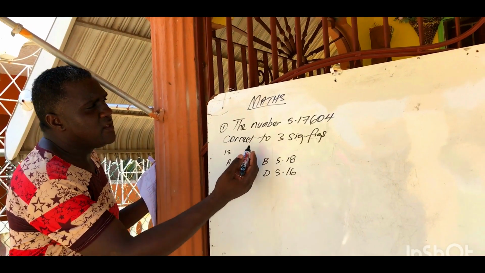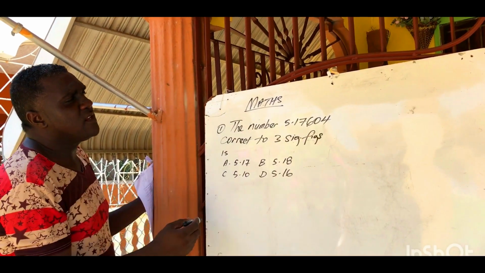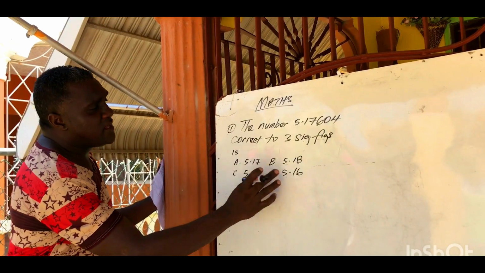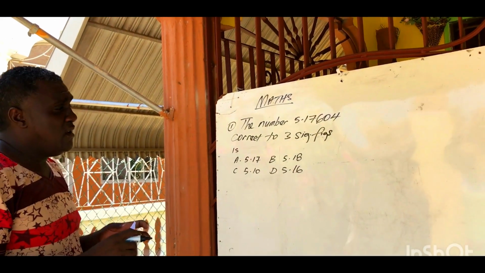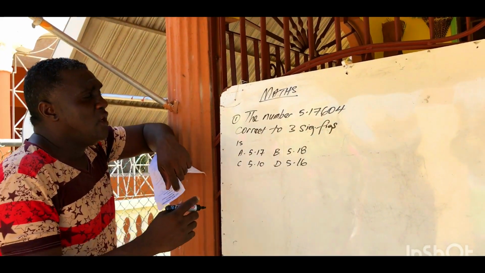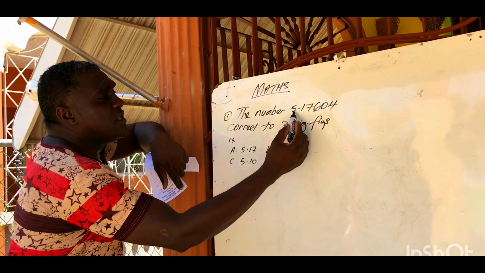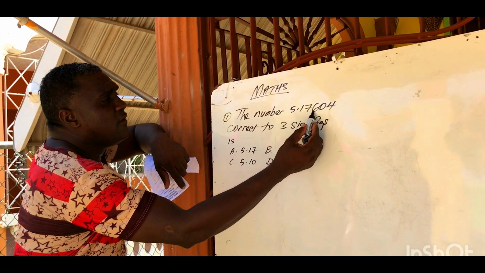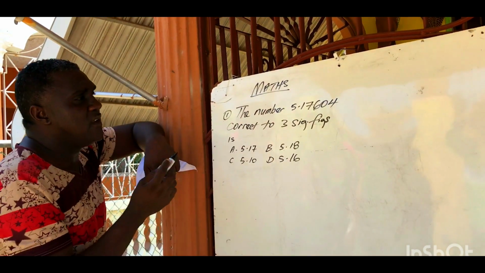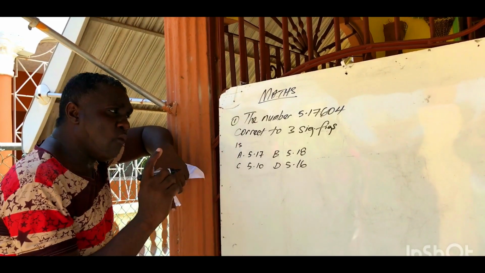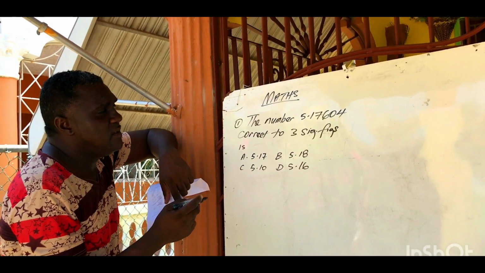Now our first question is, the number 5.17604 correct to three significant figures is, and these are the choices. The choices run from A to D. Now first, you would look at the original figure here, which has 1, 2, 3, 4, 5, 6 significant figures. Now it is of note that every digit from 1 to 9 is significant.